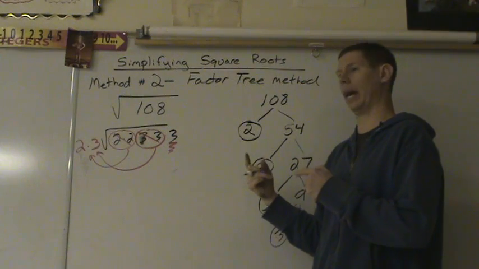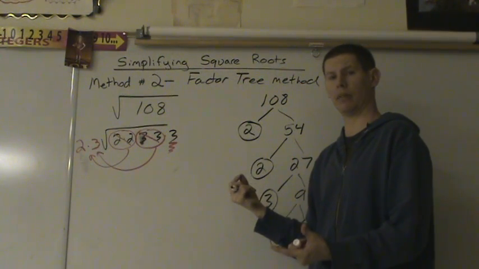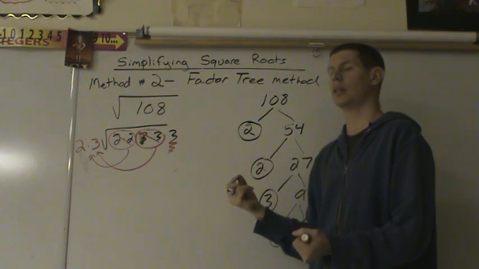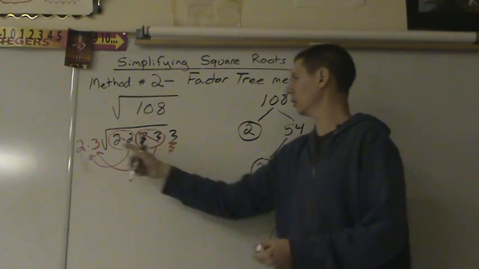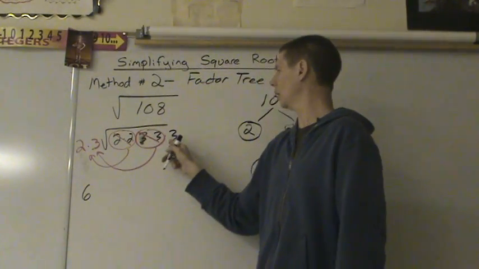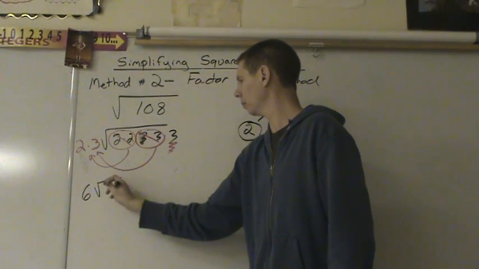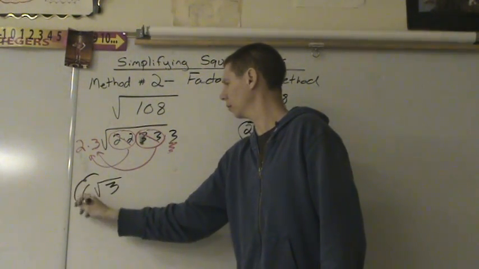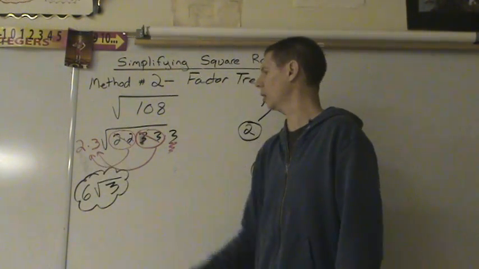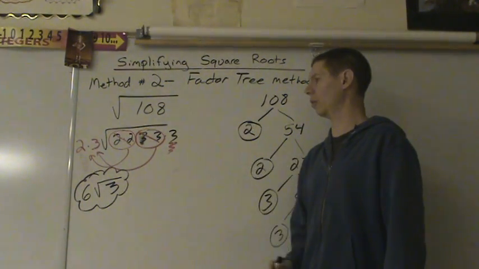Any numbers you have left over on the inside, you multiply together. Any numbers you have on the outside, you multiply together, and then you get your answer. 2 times 3 is 6. This 3 has nothing left to multiply to. So there is your simplified radical of the square root of 108.